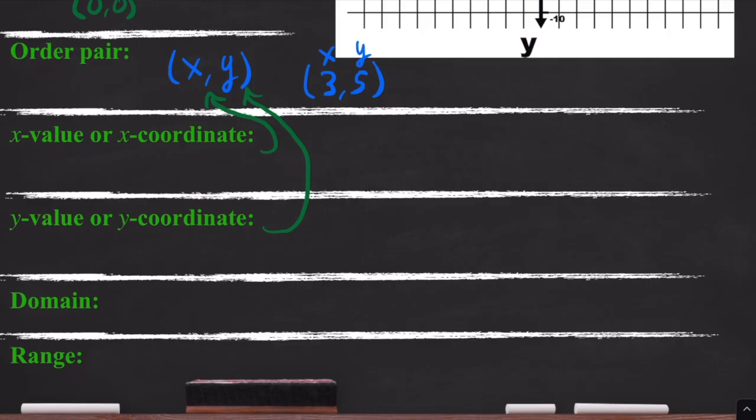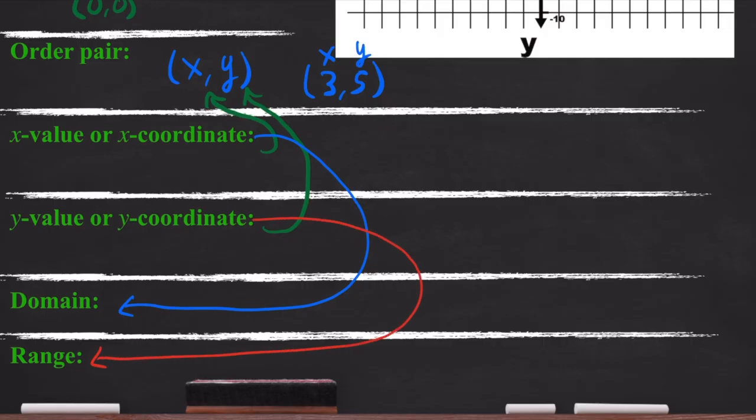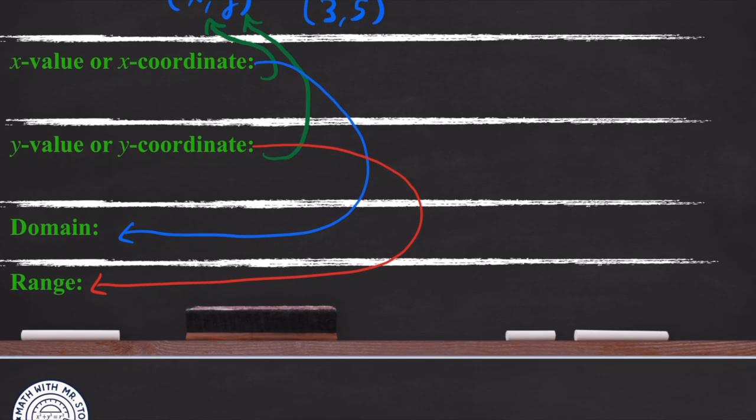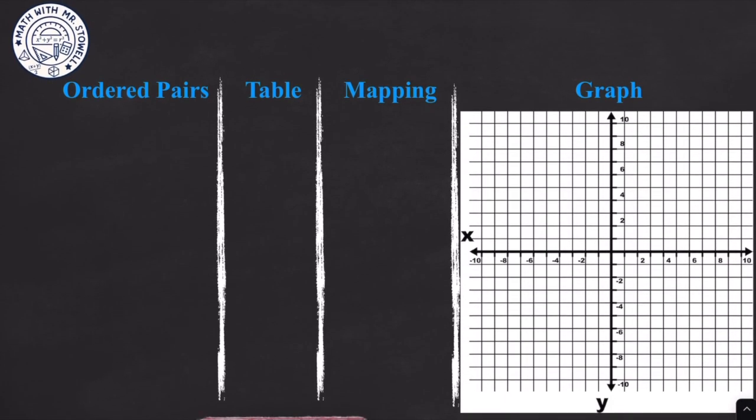Oh, domain and range. Domain is just a fancy word to say, what are the x values? What x values can we have in our relation? So typically we think of our domain as our x values or x coordinates. Okay, what x values are we allowed to have? The range is the y values. What y values are we allowed to have in this relation? So let's actually look at a few examples.